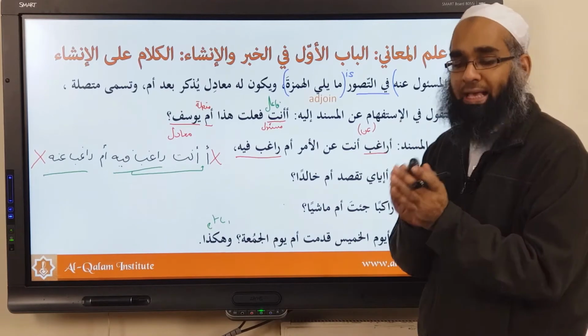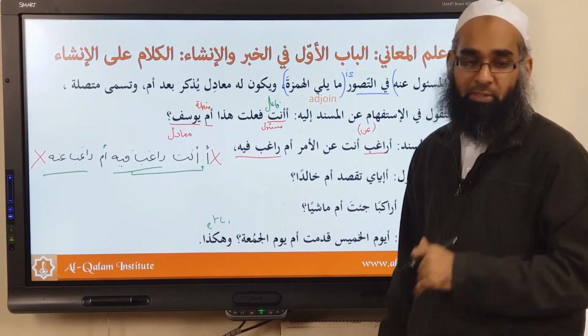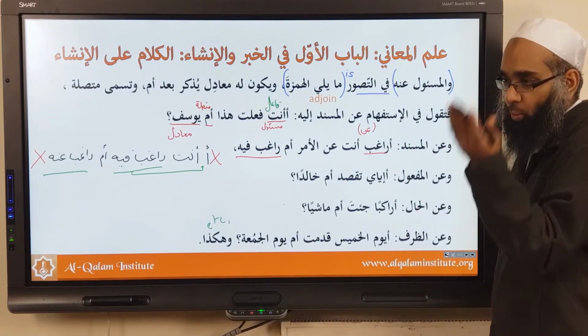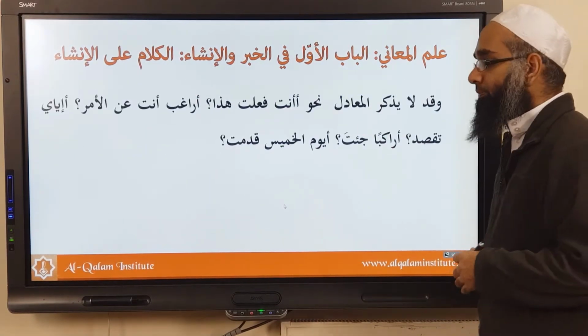So the thing you're asking about, which is called the mas'ul anhu, must come after the hamzatul istifham, followed by the mu'adil at the end of the sentence, called muttasila. Okay?